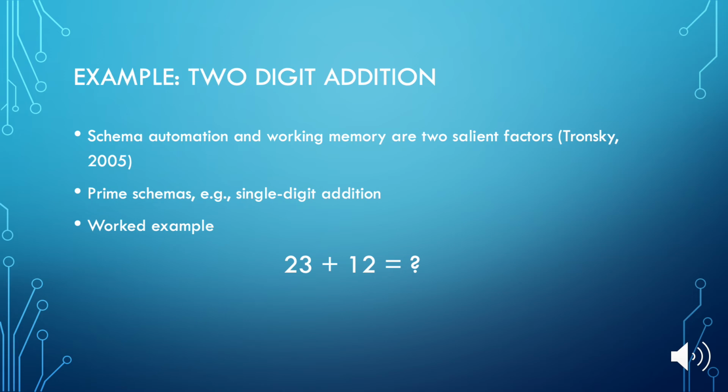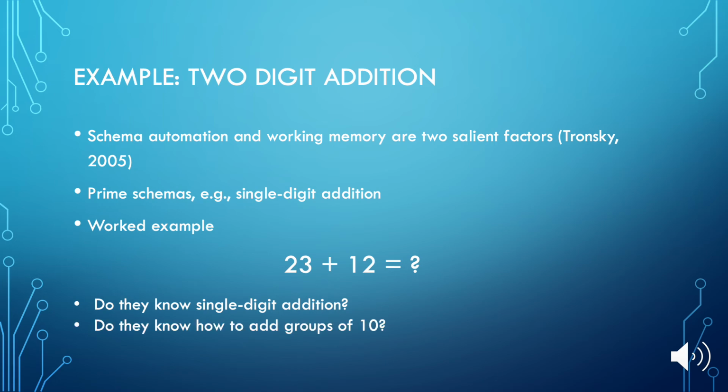So let's look at an example. When learning two-digit addition, schema automation and working memory are two salient factors. So when teaching two-digit addition, you may ask students if they have learnt single-digit addition and if they know how to add groups of 10. If so, these may already be stored in their long-term memory and they will find it easier to learn a two-digit addition strategy, such as the split strategy. If students don't have these schemas, they'll need to rely on their working memory, placing a greater demand on their cognitive load.